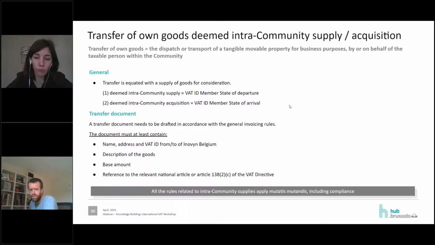So that is important. And what is also important, in order to justify the exemption, again, you need to have what we call transfer documents. Of course, it's not going to be an invoice because you're not going to invoice yourself, but at least a sort of pro forma invoice, what we call transfer documents, where it is actually stated the name, address, and VAT number that you have in the other country, and a description of the goods, the base amount, and so on.